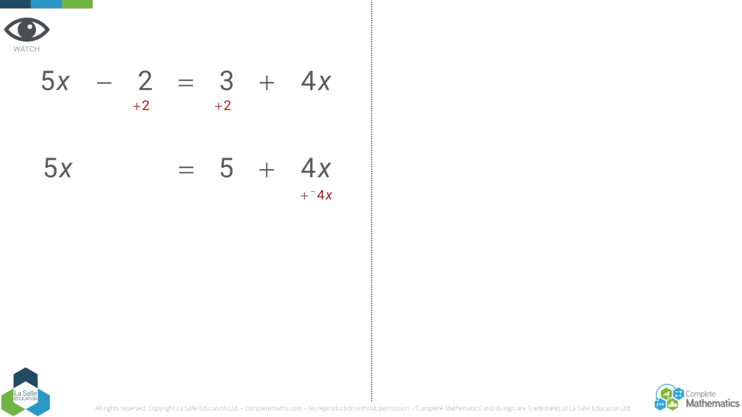And again, to keep the equation equal, applying the same function to both left and right, I do the same to the left hand side. And now I can see that I'm quite nicely left with 1x equals 5. And at this point, I can do a nice check and substitute 5 in for x to check that my answer is correct.